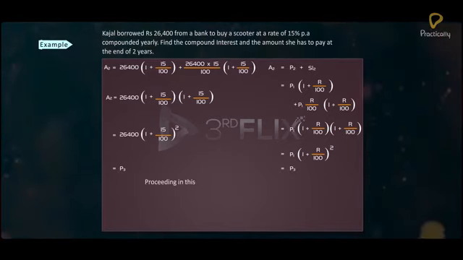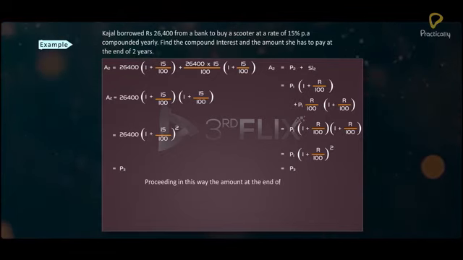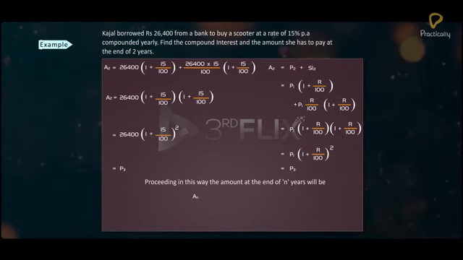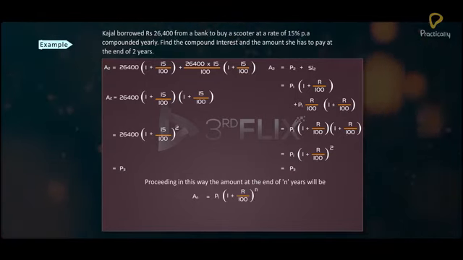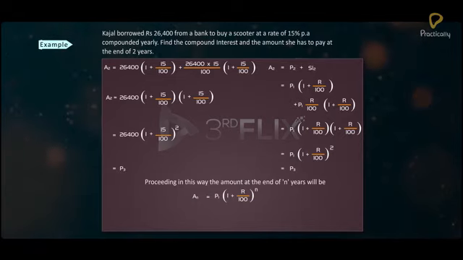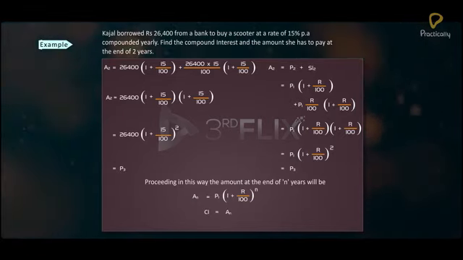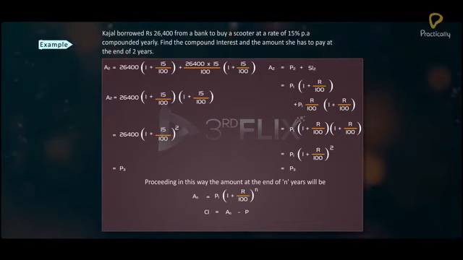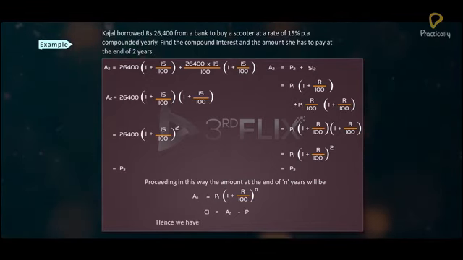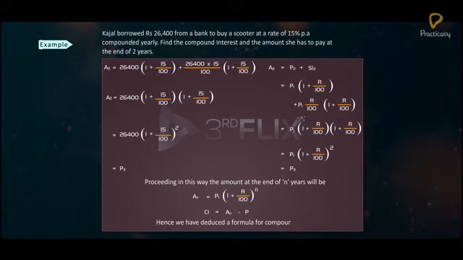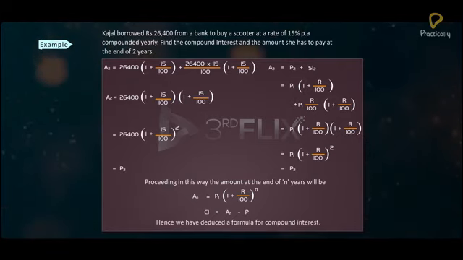Proceeding in this way, the amount at the end of n years will be AN is equal to P into (1 plus R by 100) whole power n. Compound interest is equal to AN minus P. Hence, we have deduced a formula for compound interest.